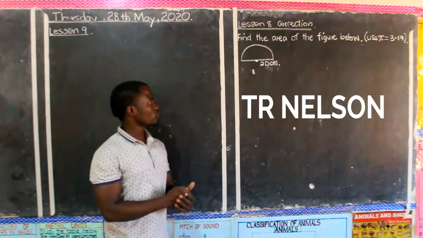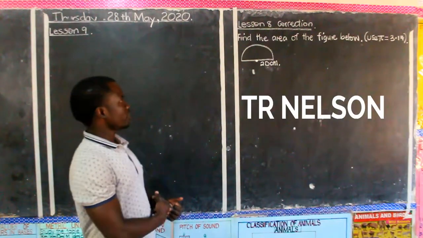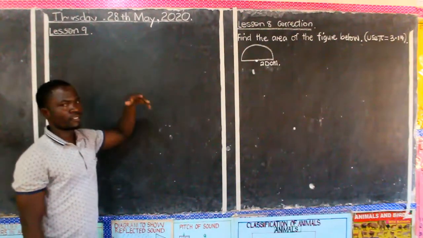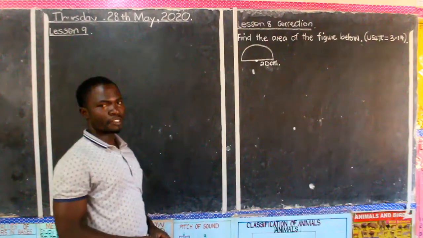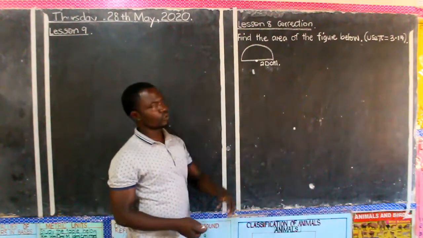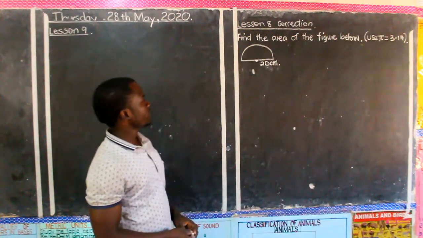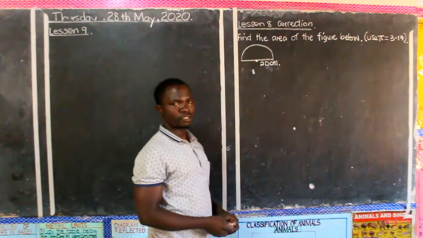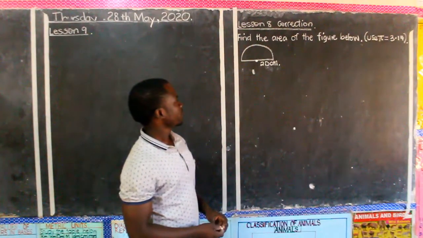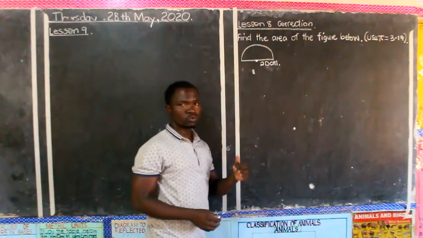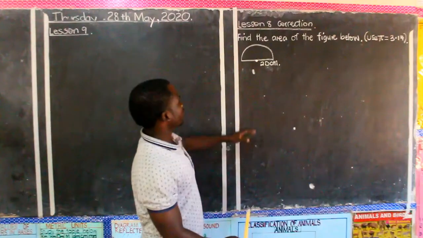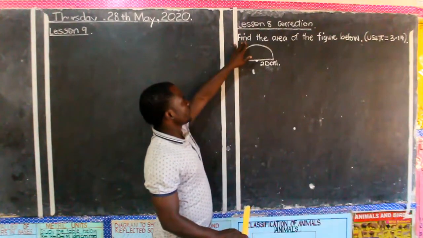We are here again to continue with our lessons. Today we are going to lesson 9. But before we go to lesson 9, let's first of all look at this number which was in activity 8. Okay? Then from there we shall go to our lesson 9. So today we are beginning with this correction.